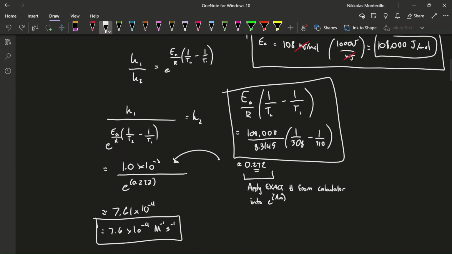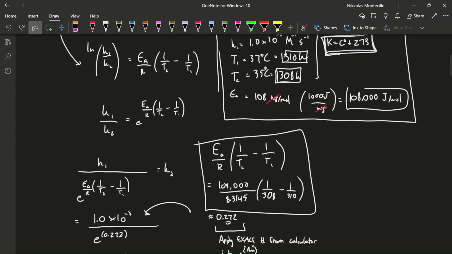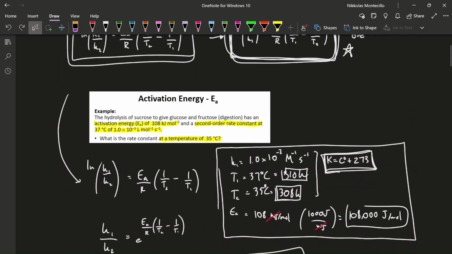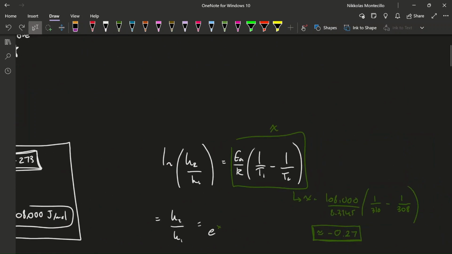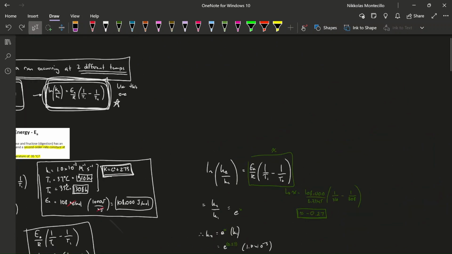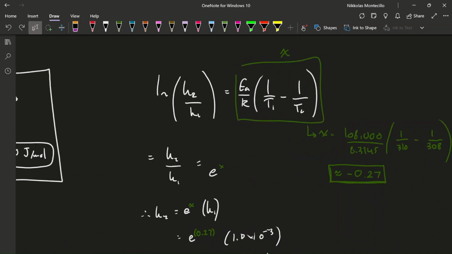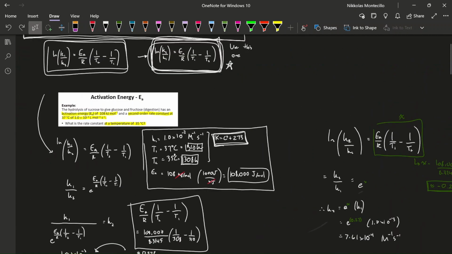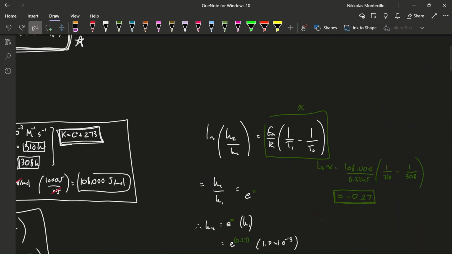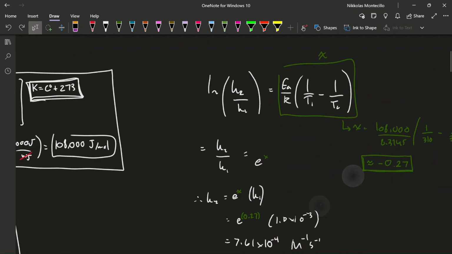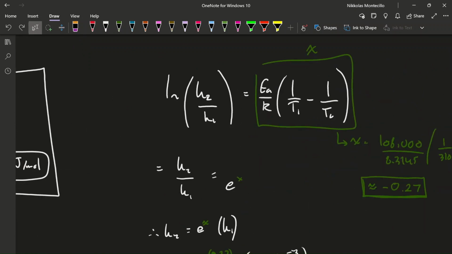So essentially, I was just plugging in plain numbers here. Now we can apply the same values into the formula, where essentially we have a bit of the same thing, where you remove the logarithm by applying the exponent on both sides.